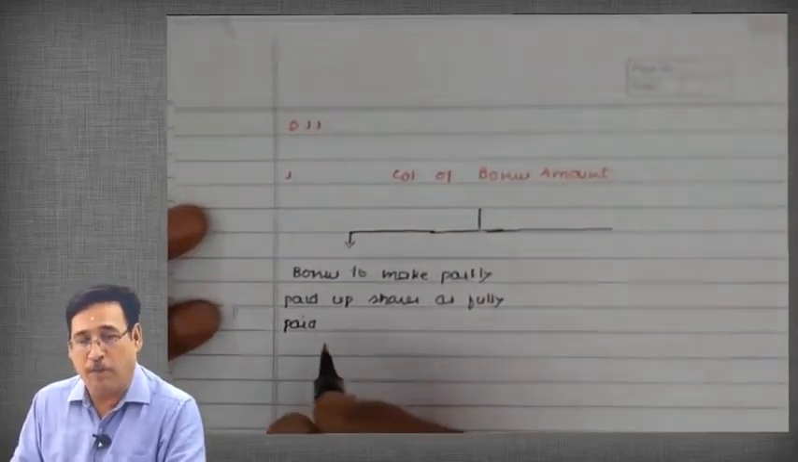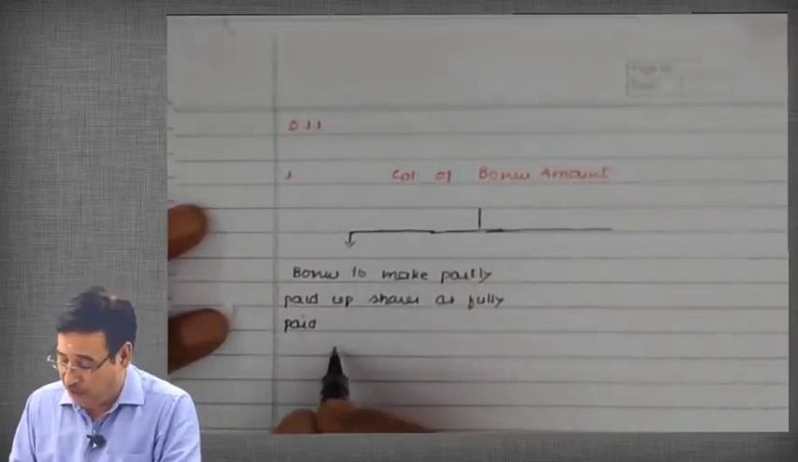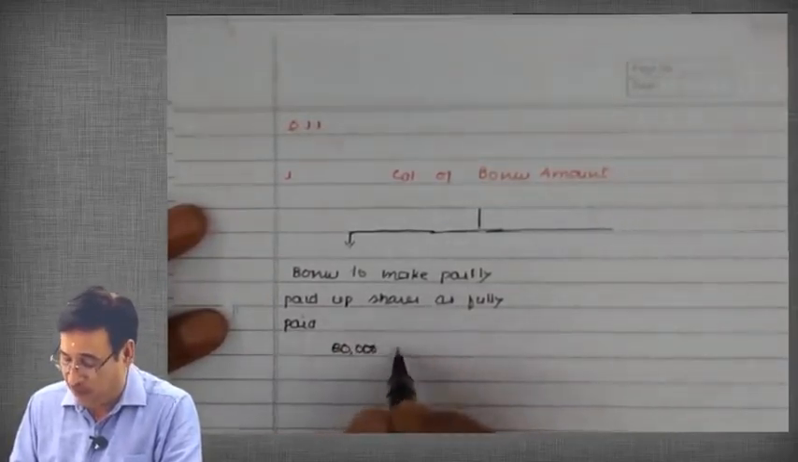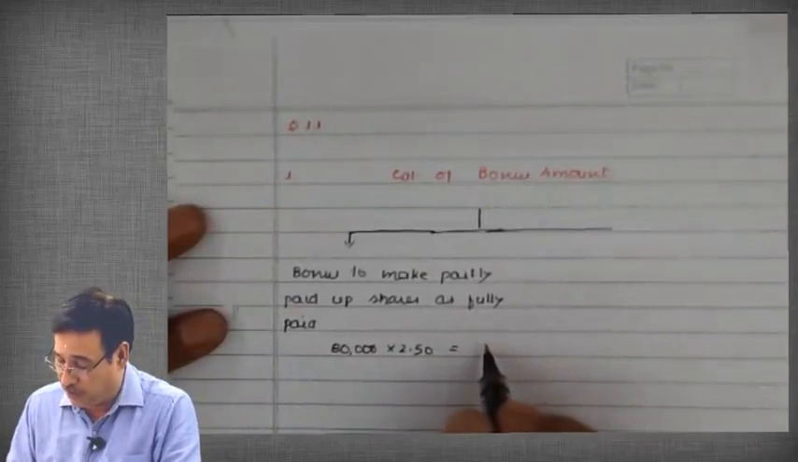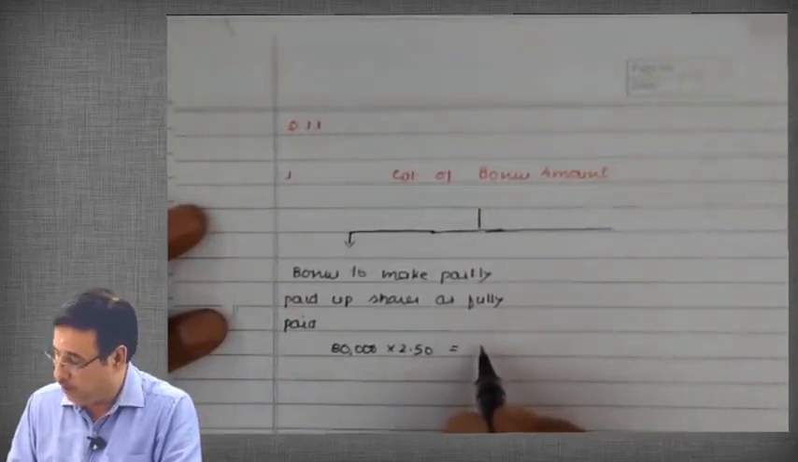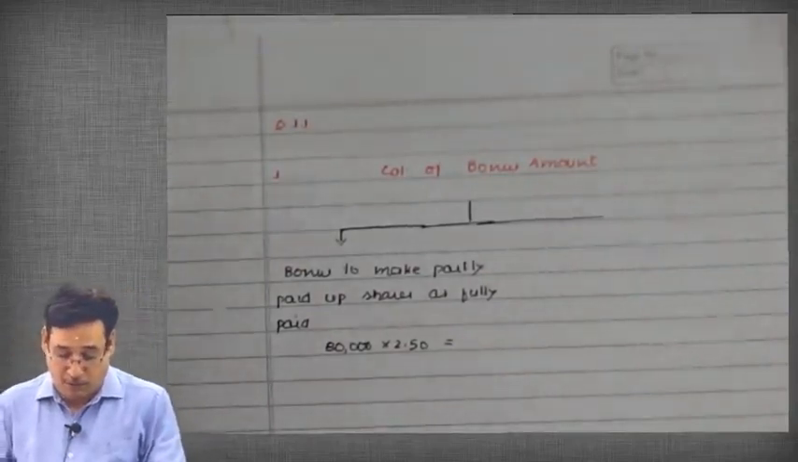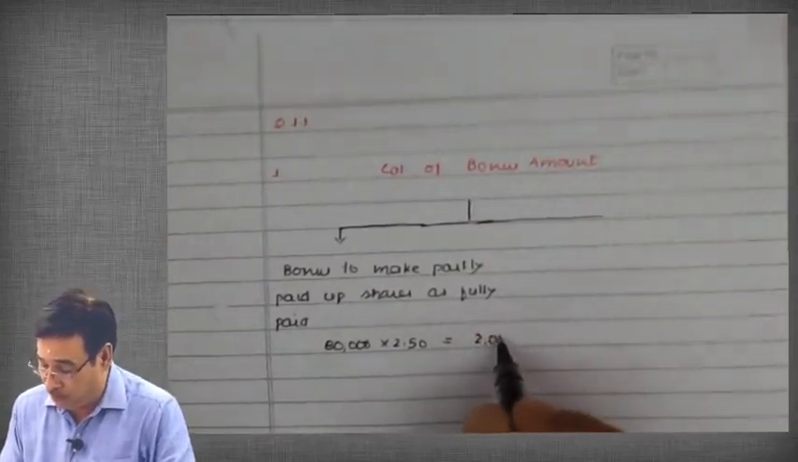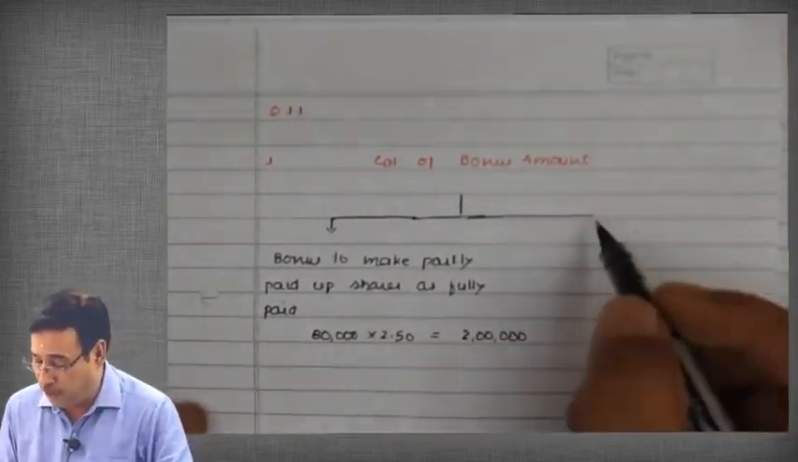How do we calculate bonus amount in such a situation? We take the number of shares, 80,000. We take the uncalled amount, which is 2.50. Let me take the calculator. So it will be equal to 80,000 into 2.5, that is equal to 2 lakh. So 2 lakh is the bonus amount with respect to making the partly paid up shares fully paid.